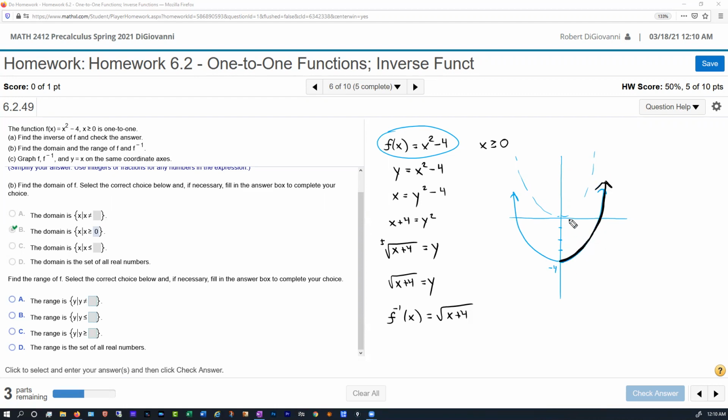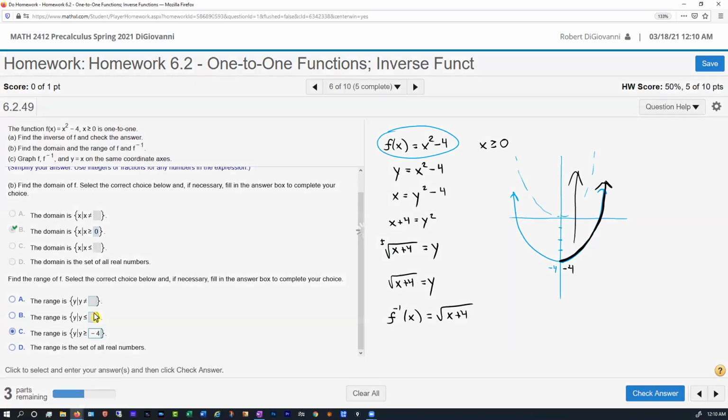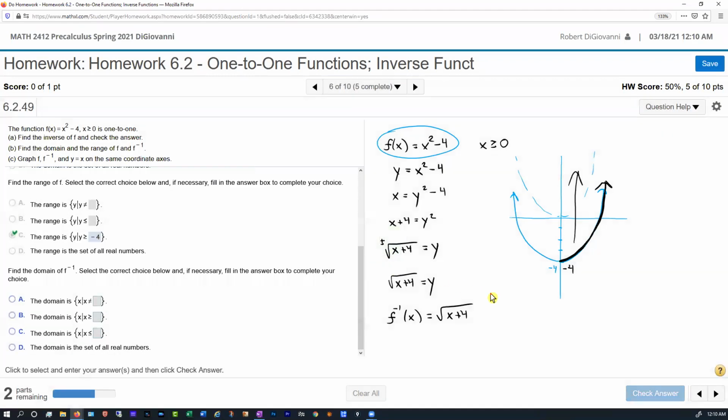So the domain is all x greater than or equal to 0. The range goes from negative 4 up forever. So the range should be all y values greater than or equal to negative 4. I want you to think about it this way. If we draw what f is doing, f takes all numbers greater than or equal to 0 and spits out values y that are greater than or equal to negative 4.